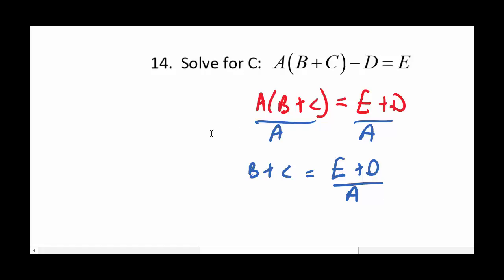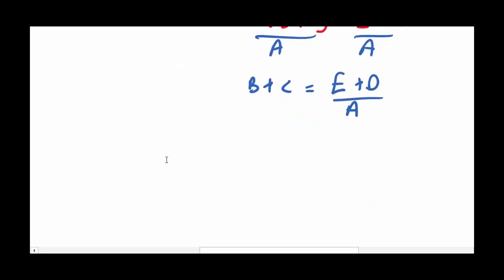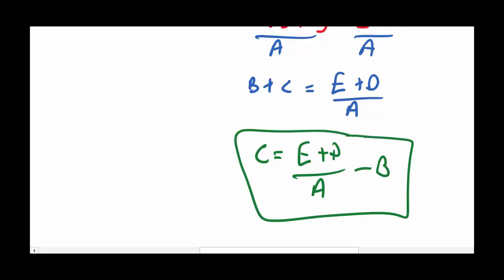And now I can see that I'm almost done. If I just get rid of the b, well, in that case, then I just want to subtract off b. So c would be e plus d over a minus b. And that's a perfectly fine answer. Unless we've got a reason to do common denominators, there's nothing wrong with that. So I'm just going to stop there.